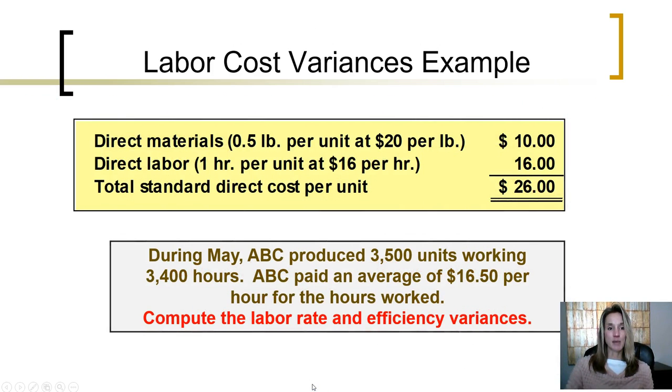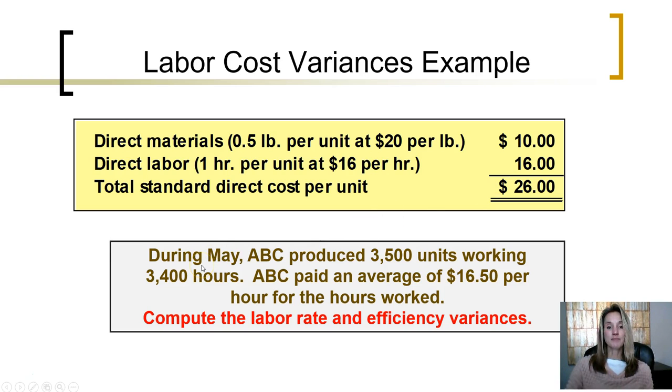So looking at an example, our standards for direct labor. Say for each unit produced, we should use 1 hour of labor and pay $16 per hour. Total standard cost per unit produced for labor is $16.